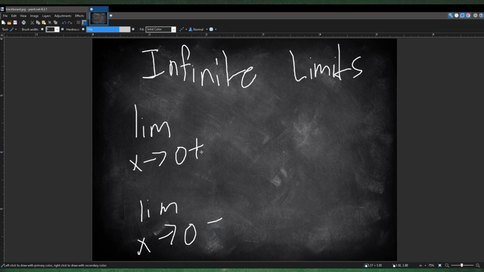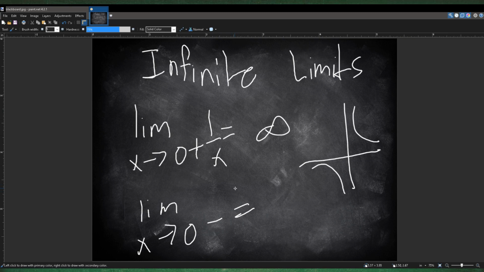Positive means from the right side. A negative means from the left side. So we have that graph, right? So as 0 is approached from the right side, so from this side, this is the right side, then it goes to infinity.